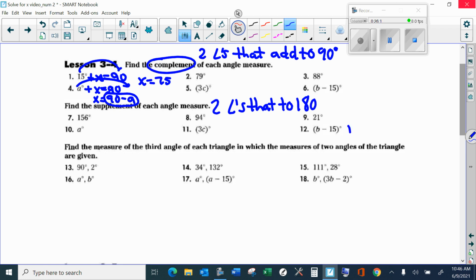So that plus x equals 180. Subtract that across. So minus parentheses b minus 15.